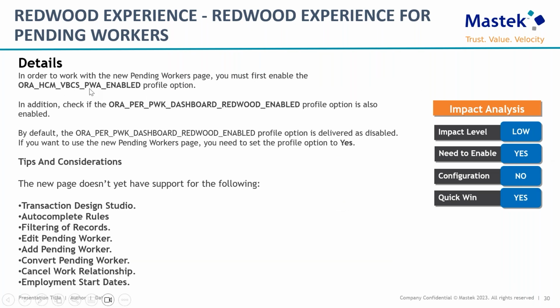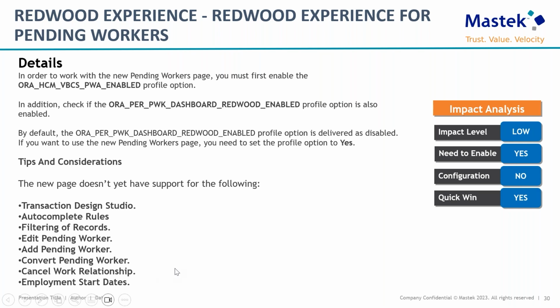The profile option has to be enabled if you want to use the new pending workers page with the Redwood experience. HCM VBS PW enabled is a profile option that needs to be enabled. In addition, check if the PWK dashboard Redwood enable profile option is also enabled. By default, this Redwood enable profile option is delivered as disabled. If you want to use the new pending worker page, you need to set the profile option to yes.